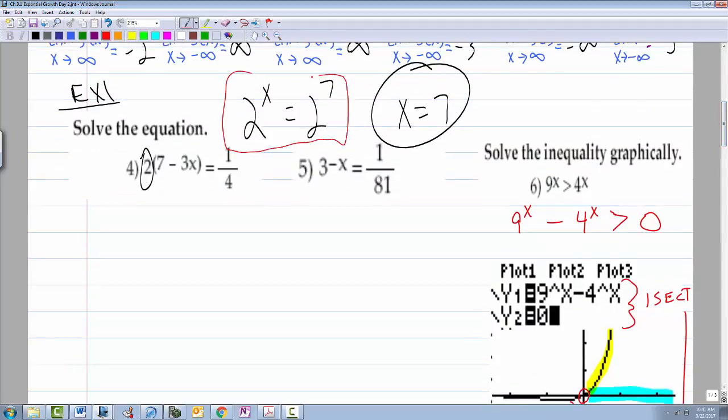Everyone knows this, right? If 2 to the x equals 2 to the 7th, what does x have to equal? Come on. 7. Here I could write this down too.